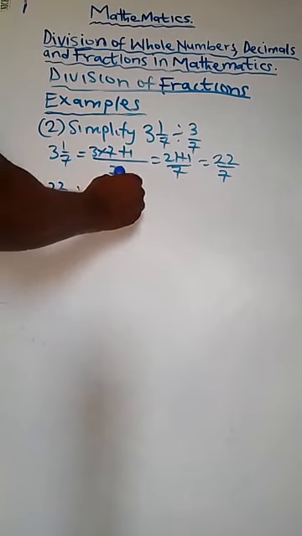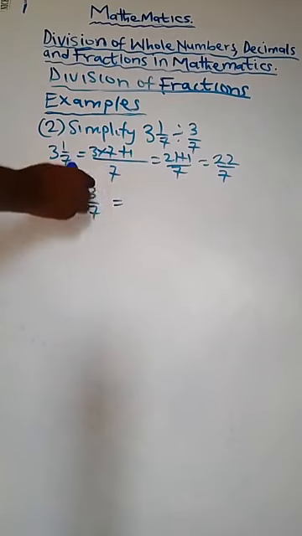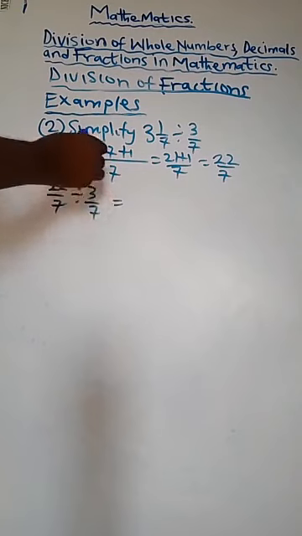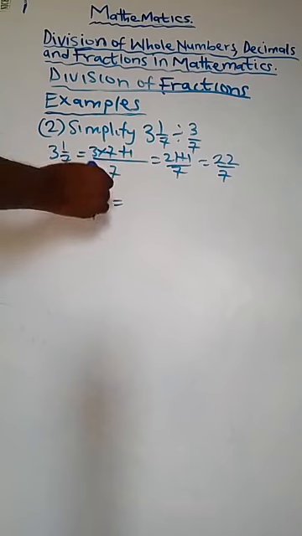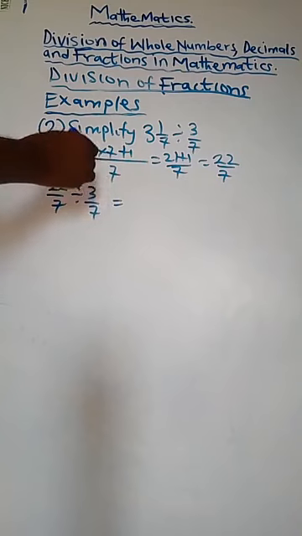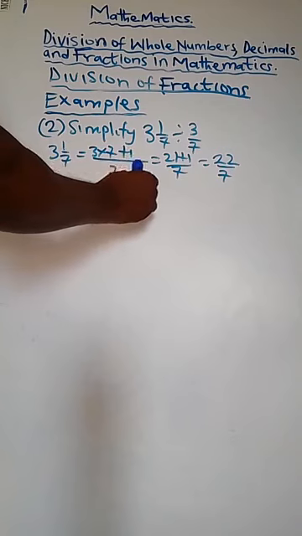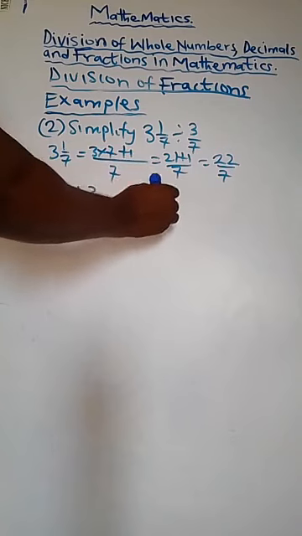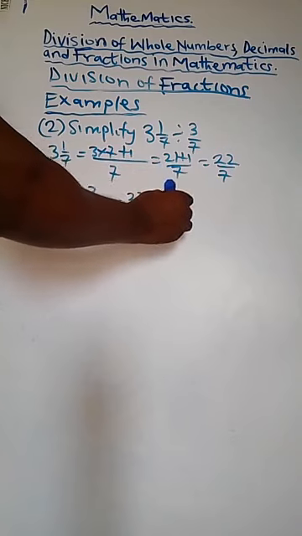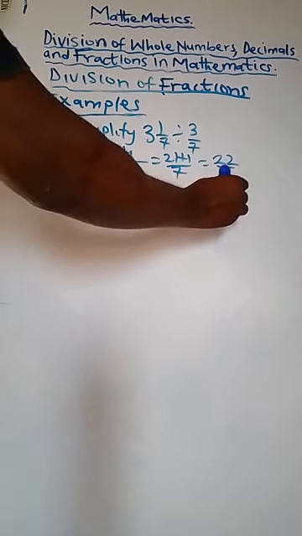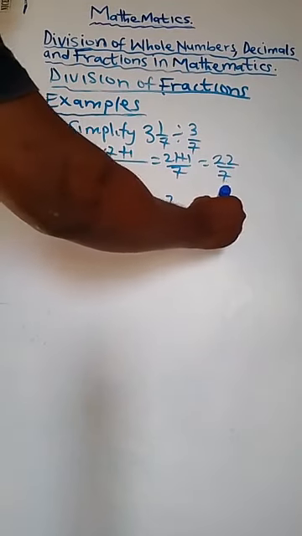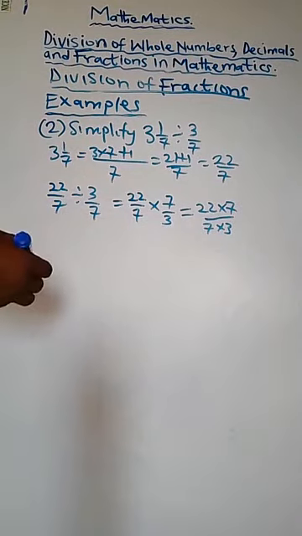So, as usual, this number after the division sign will undergo a reciprocal or an inversion process, whereby the denominator will become the numerator and the numerator will become the denominator. So, we now have 22 over 7 times 7 over 3, and this will be 22 times 7 over 7 times 3, right?